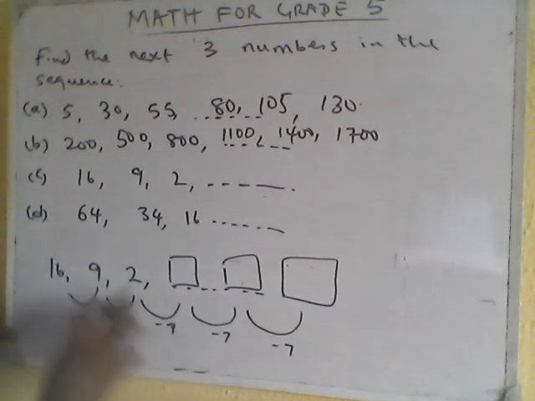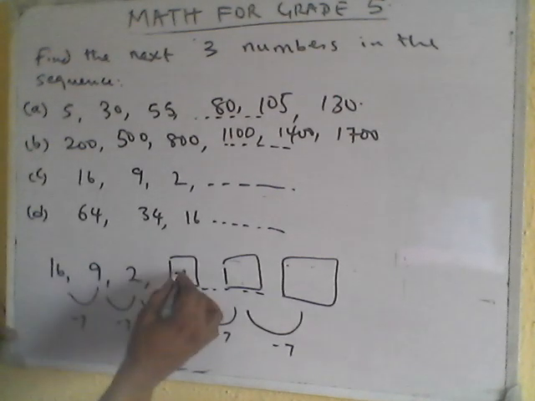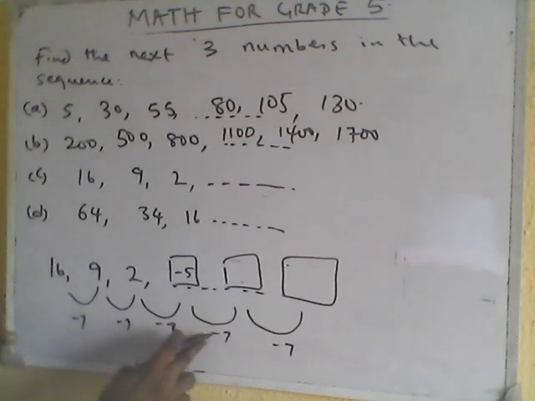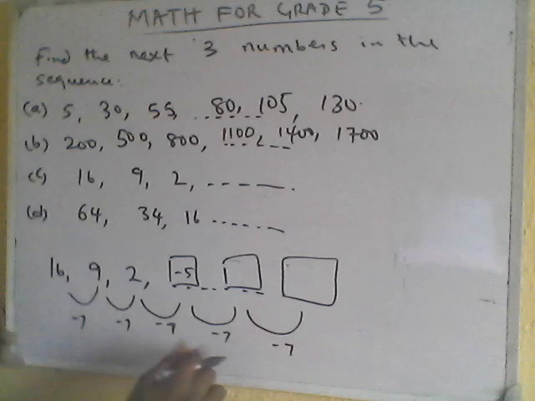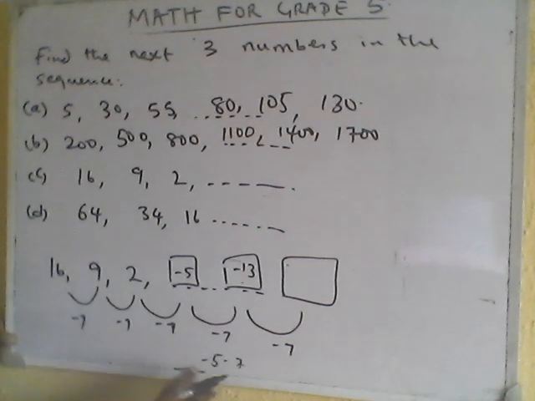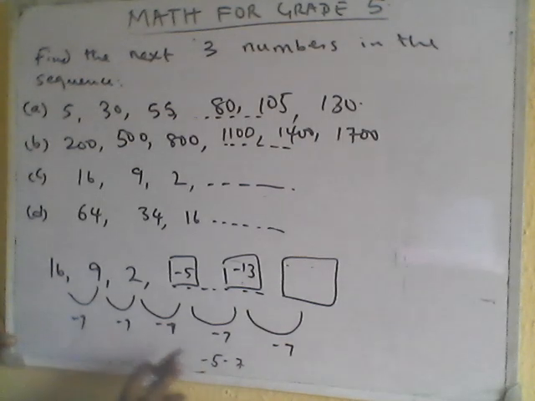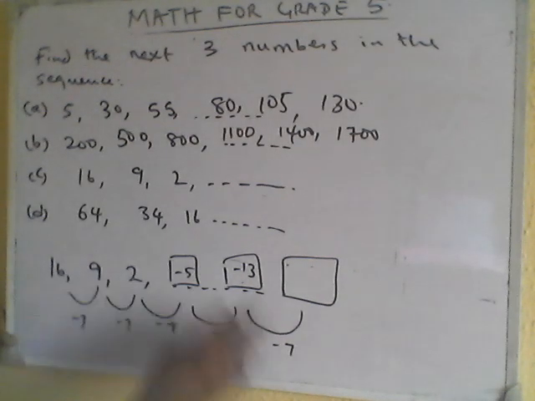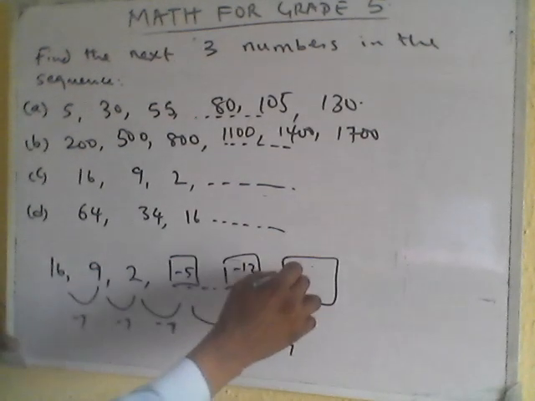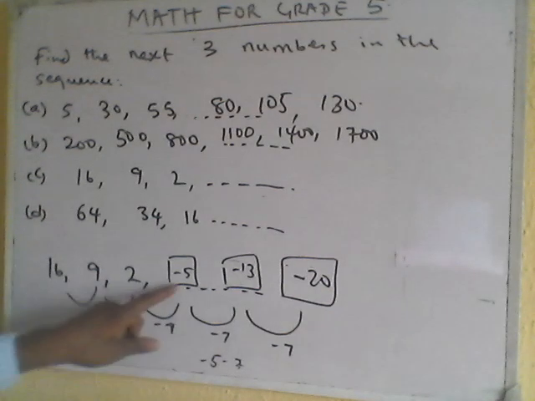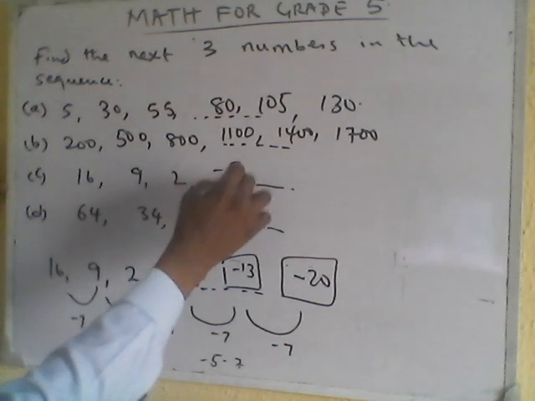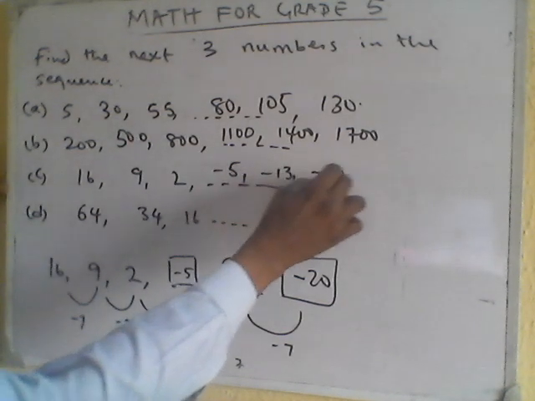So I do 2 minus 7 is minus 5. Then minus 5 minus 7 is going to be minus 12, because you are adding the two of them, but the minus sign is still there. Then minus 12 minus 7 will give me minus 19. So I have minus 5, minus 12, and minus 19.